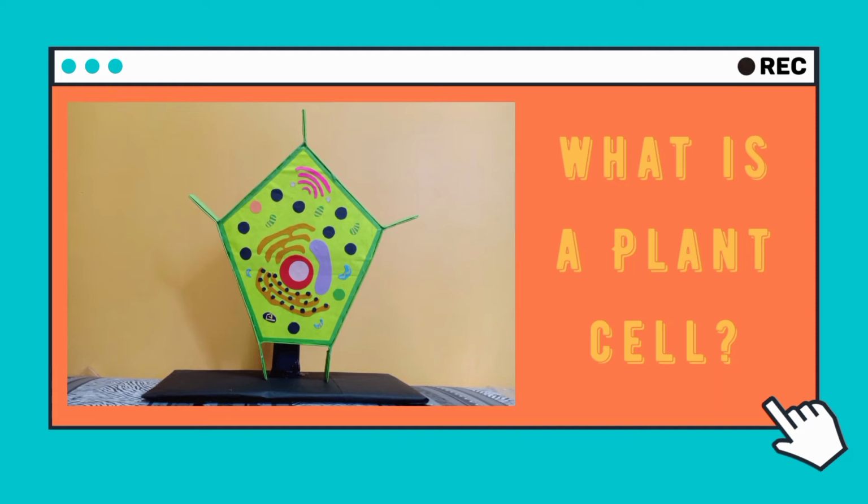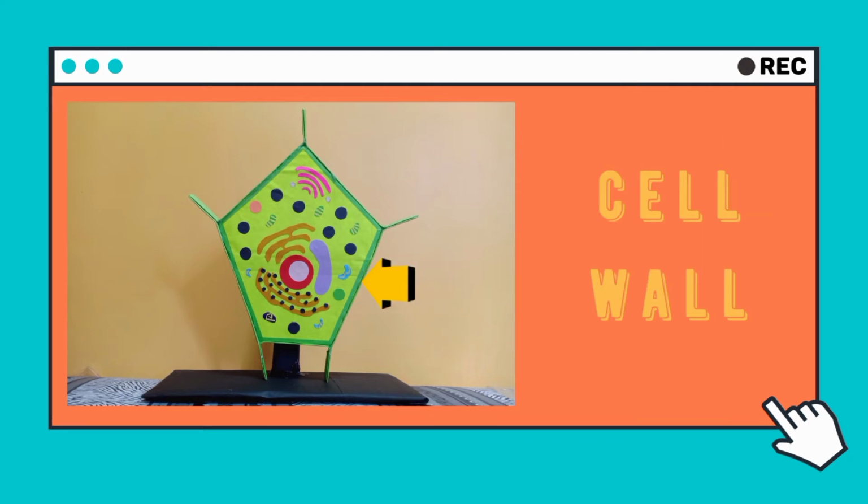Both plant and animal cells contain a nucleus along with similar organelles. One of the distinctive aspects of a plant cell is the presence of a cell wall outside the cell membrane. Let's move on to the parts of the plant cell. First one is the cell wall.